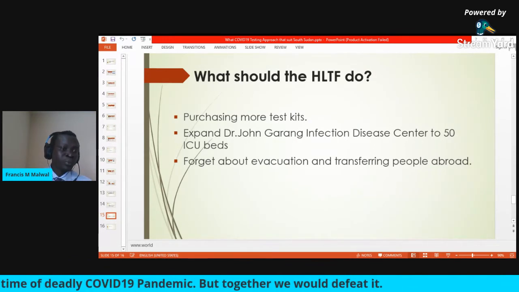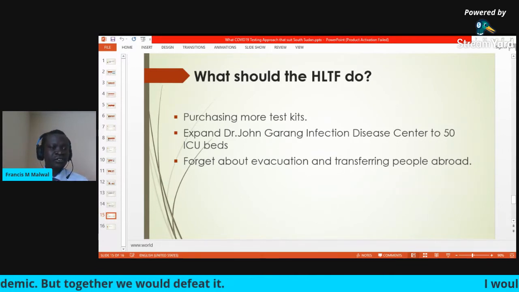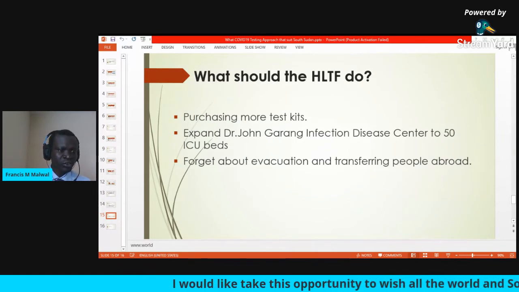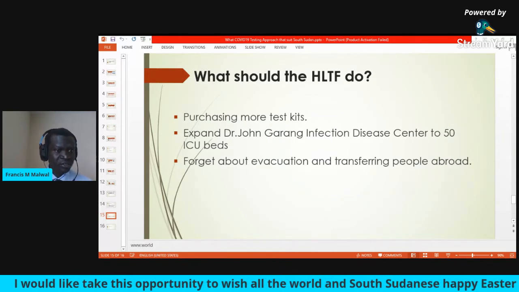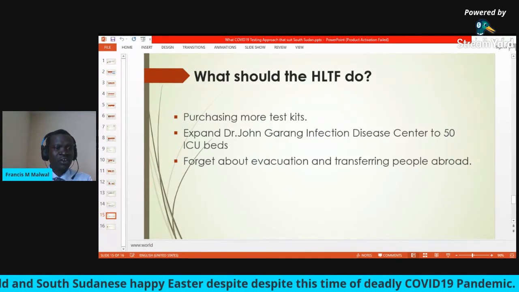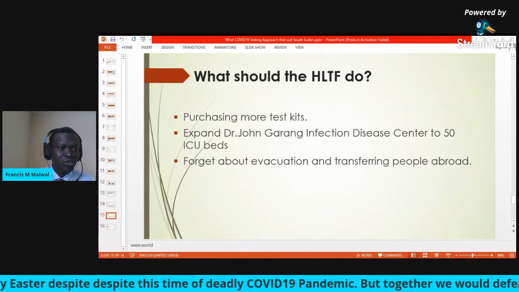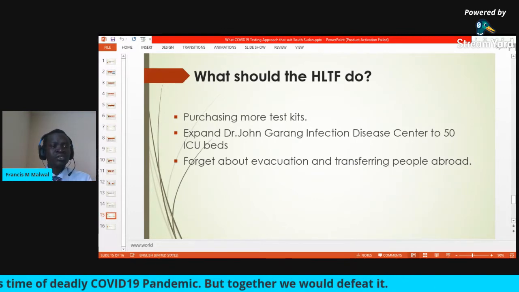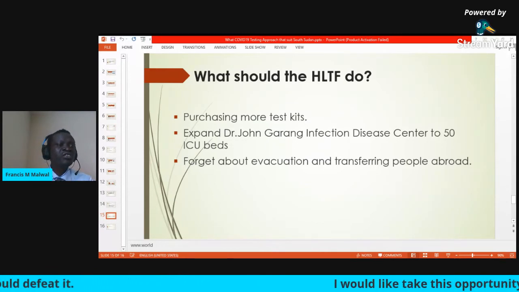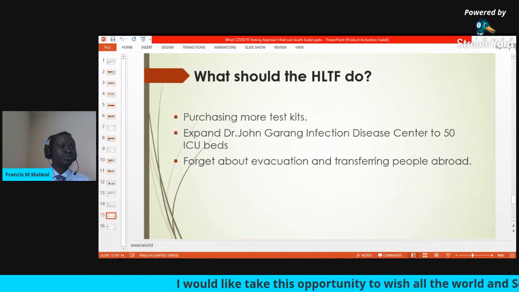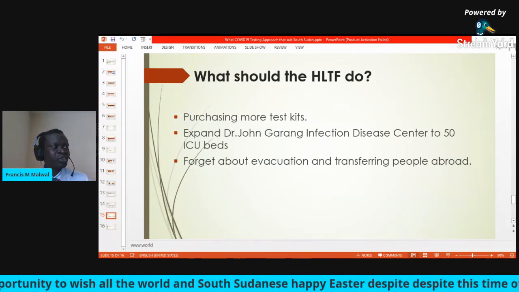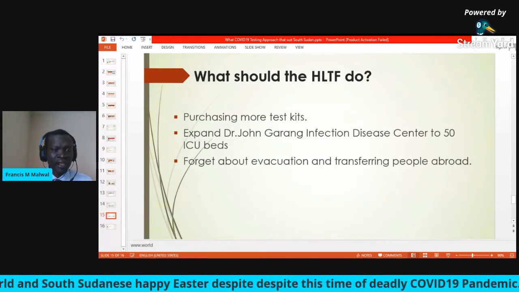So basically, what we need from this task force is, you burn your ships. Don't think about the alternative of transferring people to the neighboring countries. You focus, sit down, and face COVID-19 aggressively with all the resources that you have in the country. Because this thing is a matter of life and death, there is no reason to be conservative and save some resources. Who is going to use those resources if you die? So that is not a smart idea.